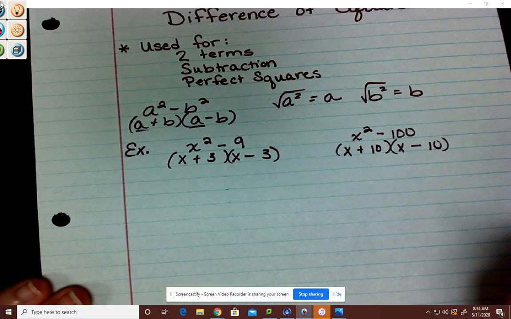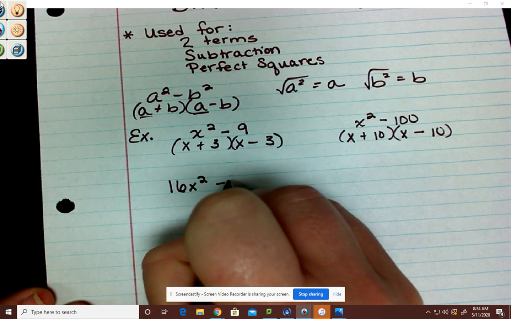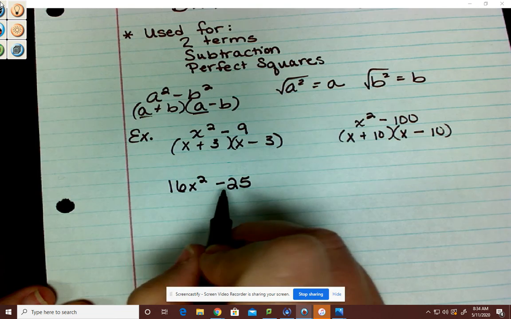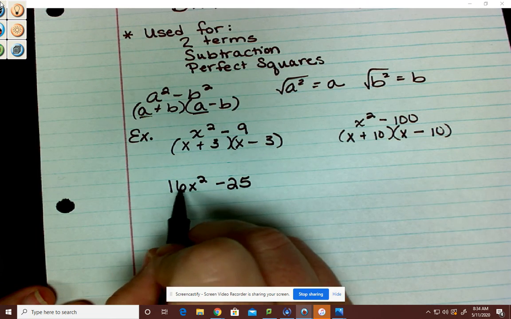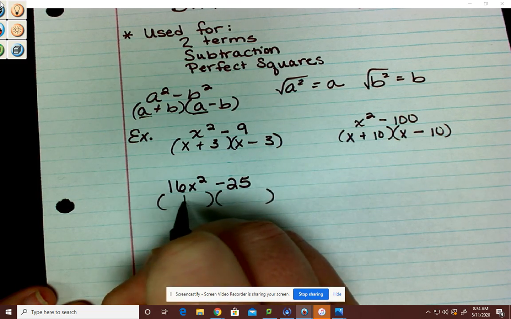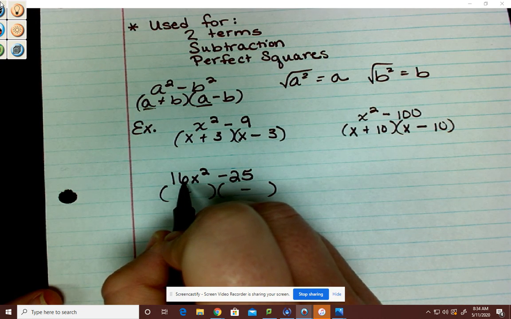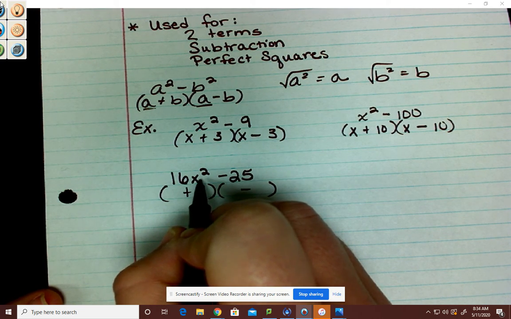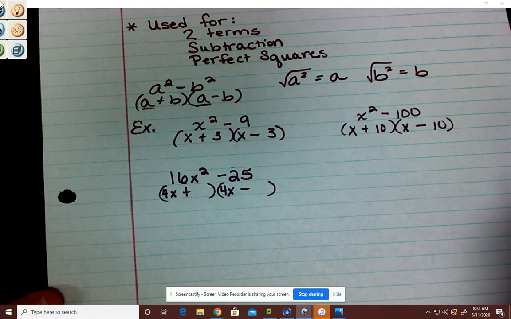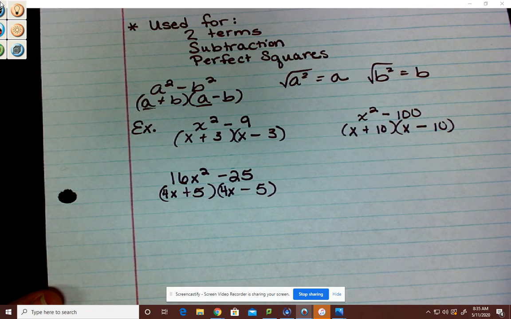Okay, so we have a few more examples. Let's say we have 16x squared minus 25. It's not always going to just start with x squared, but there are two terms, subtraction, and all of these things are perfect squares. So we put our two sets of parentheses with opposite signs. The square root of 16 is 4. The square root of x squared is x. So in the first term, I'm going to put 4x. And then the square root of 25 is 5, so I'm going to put 5 for the last terms.